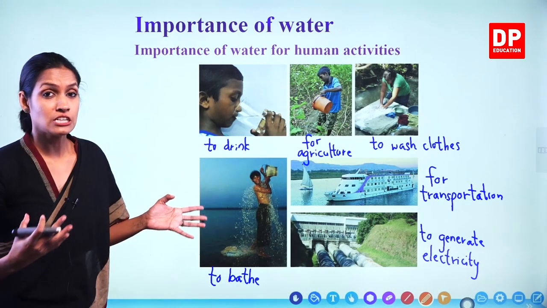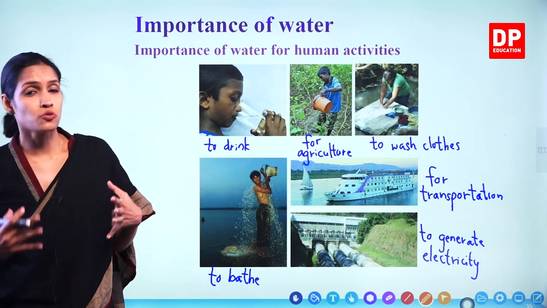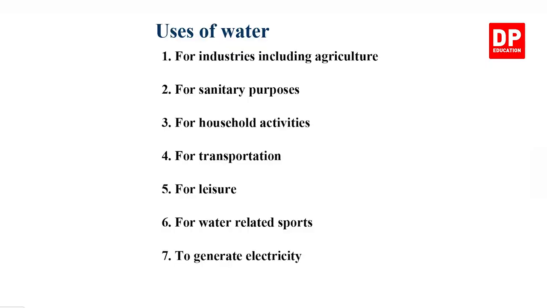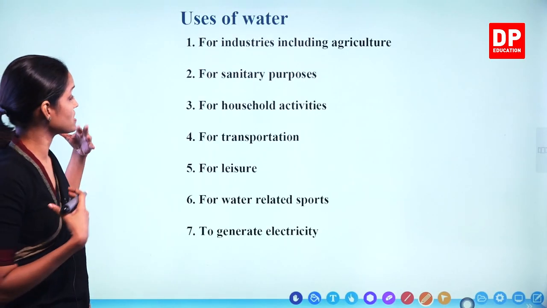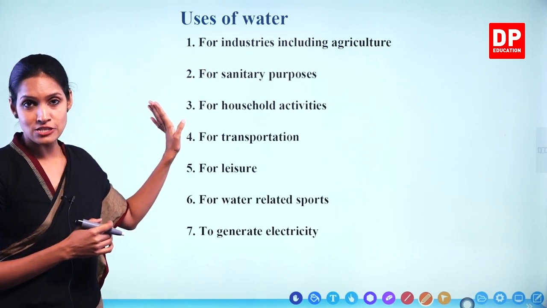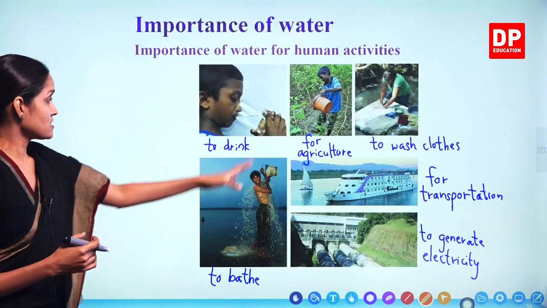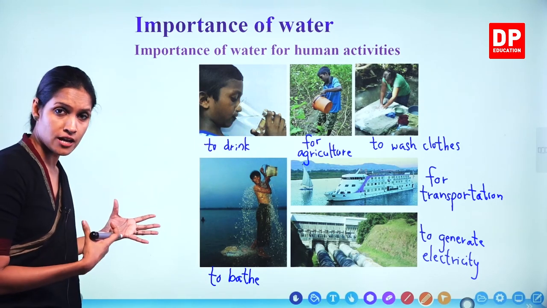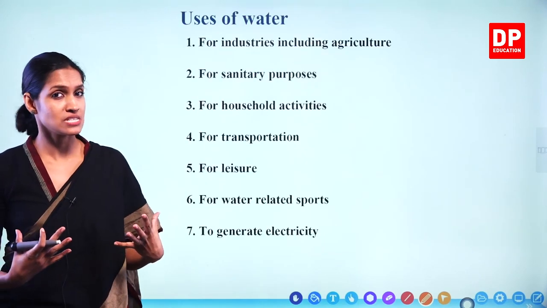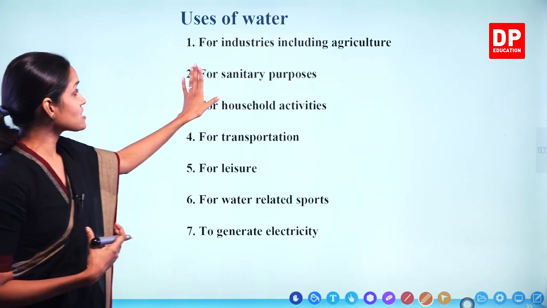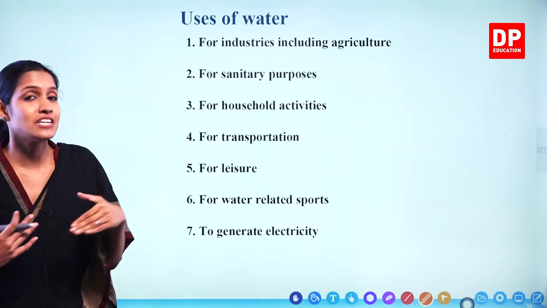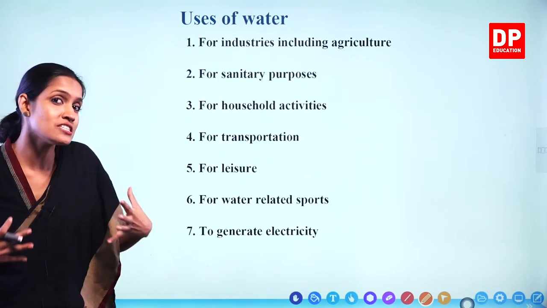Okay? So it's very clear that in our day-to-day activities, we use water in so many ways. We are going to see some other ways as well, uses of water. We are going to discuss the same things and some more things here. For industries, including agriculture. Here, we already discussed agriculture. To water plants, to water these crops, we need water. So plants cannot live without water, just like us. So for industries including agriculture, what are the other industries? Yes, fisheries industry, water industry, we need to use water in these industries.